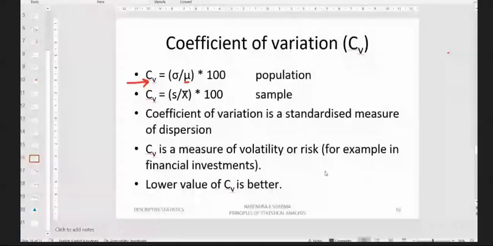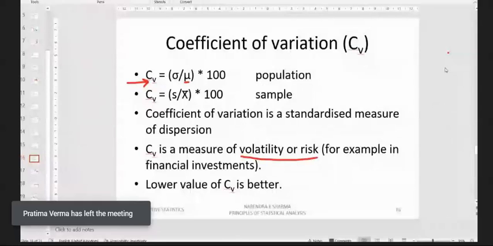So it's a measure of volatility. Coefficient of variation is a measure of volatility or risk. For example, in financial investments, how much will the investment be affected by any change with the passage of time? Will the instrument show a larger variance? I give you a simple example.